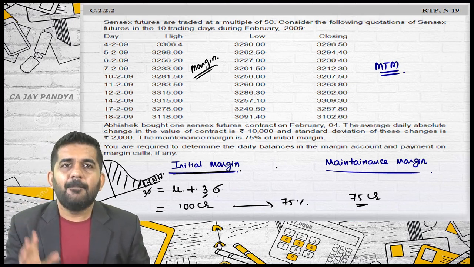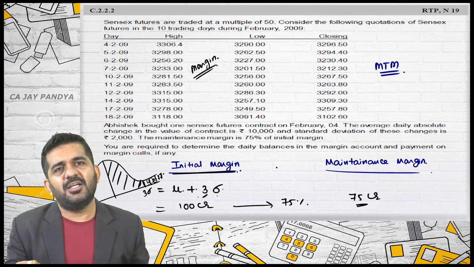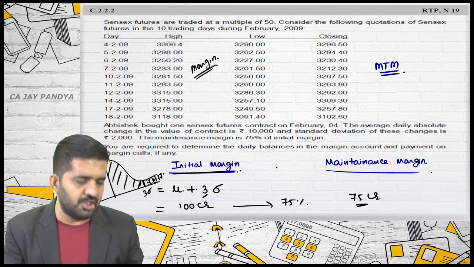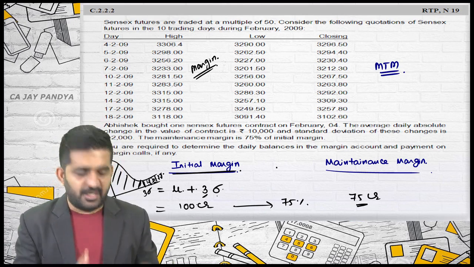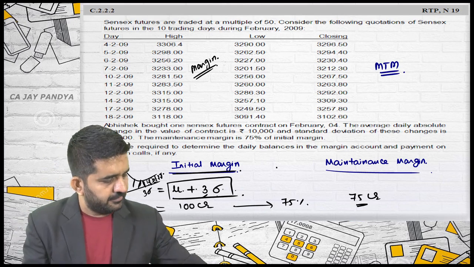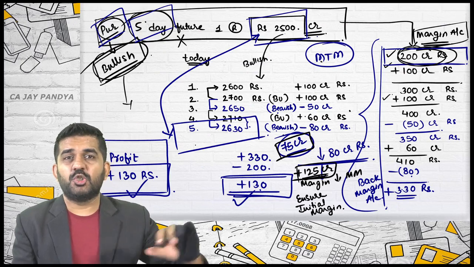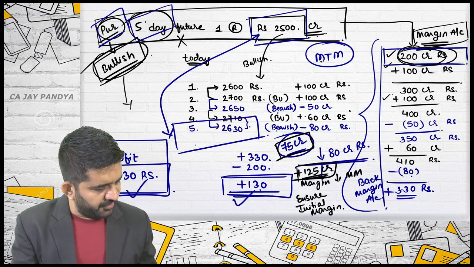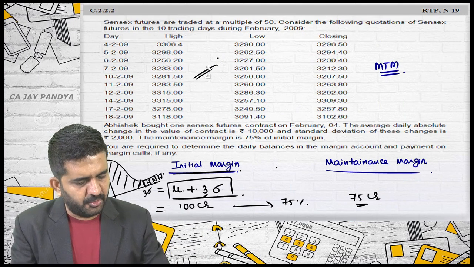So average price of the underlying asset plus 3 into standard deviation is nothing but the initial margin which is decided by the broker. But this is in India. Average plus 3 into standard deviation normally is initial margin. This is mark to market. We have also understood formula as well as concept of initial margin. Let us go to this particular question.